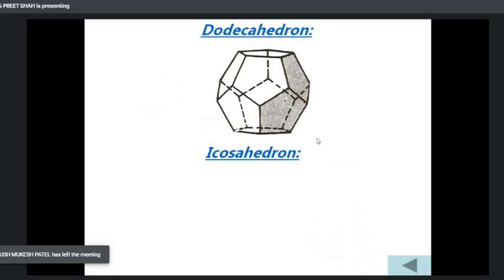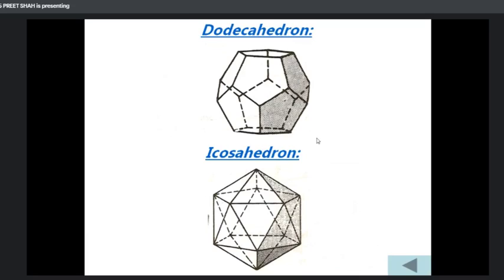Okay, dodecahedron and icosahedron. It is not part of the syllabus, just for your information. Okay, next.